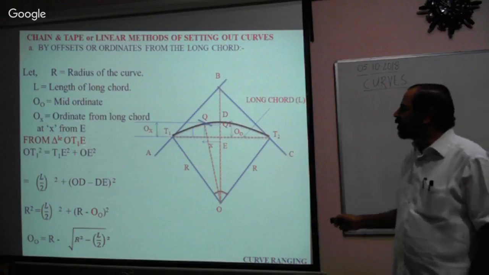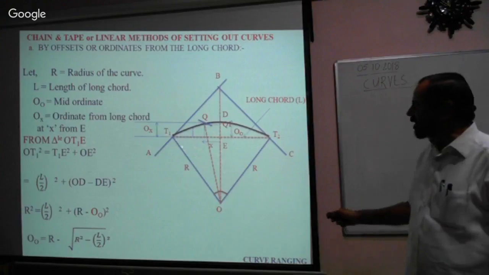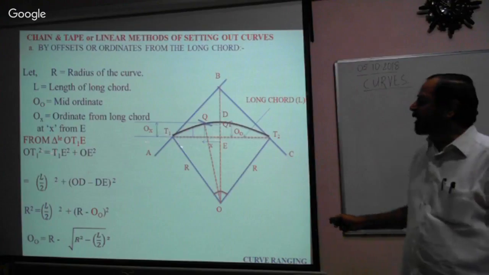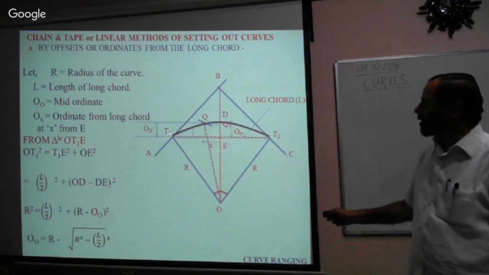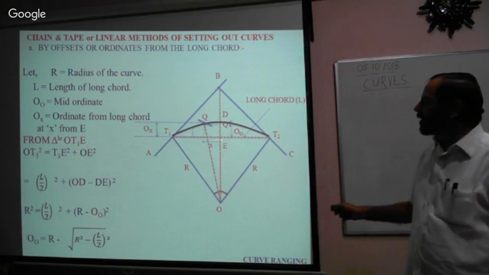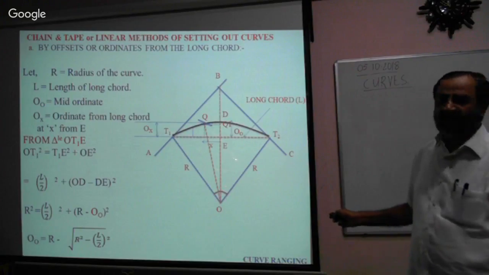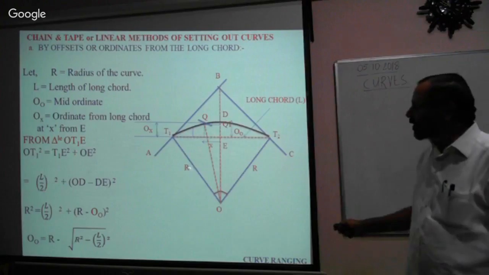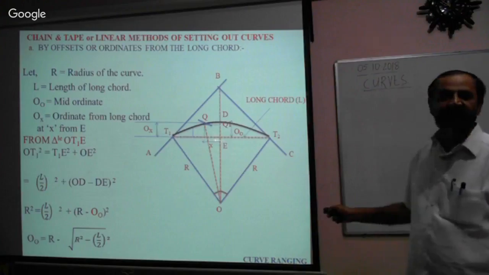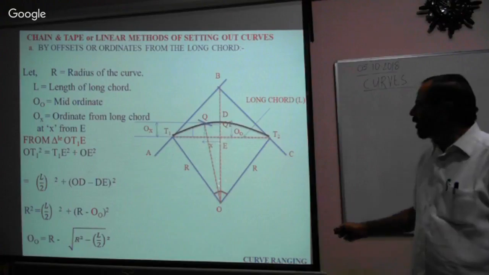Now, considering this triangle OT1E, this is the hypotenuse. OT1 square is equal to T1E square plus OE square. Is it right? Pythagoras theorem. Now we know this is R, and we know this is L by 2. And what is this? How much is OE now?